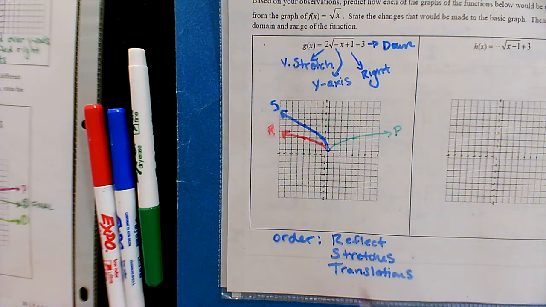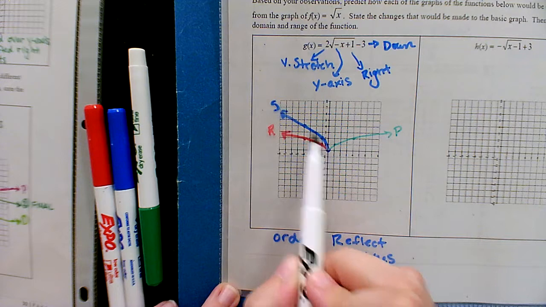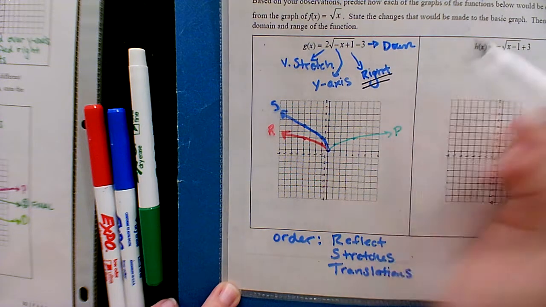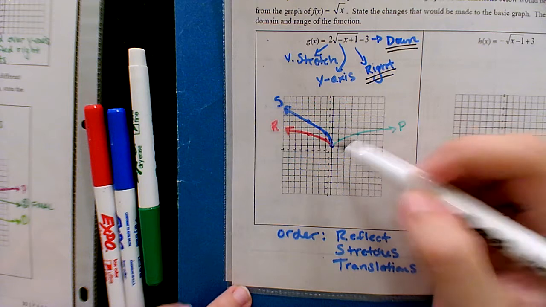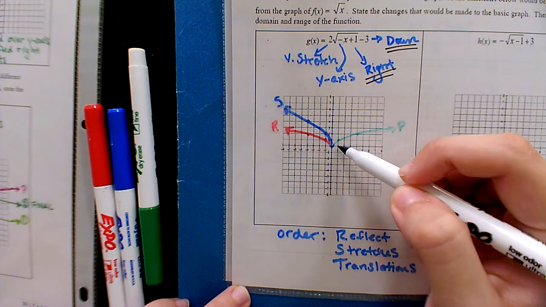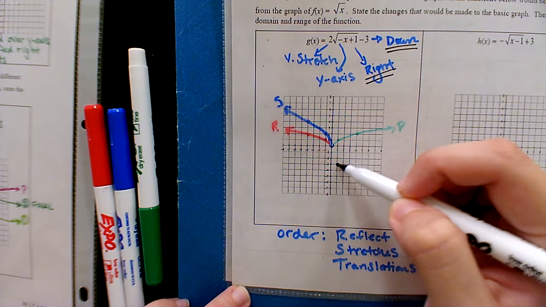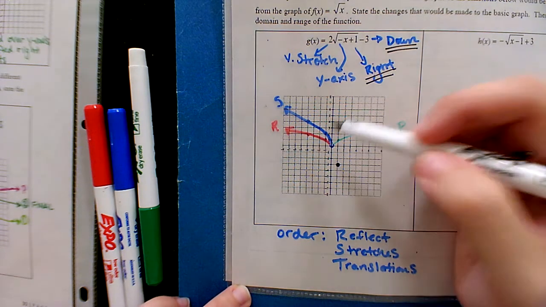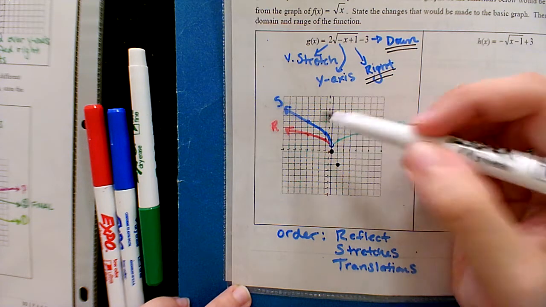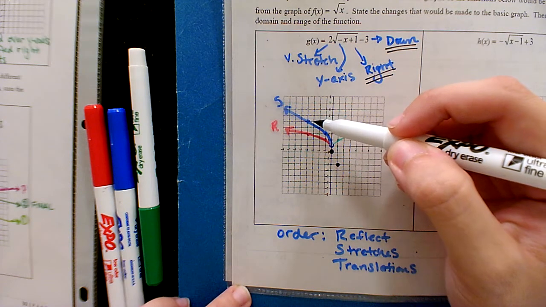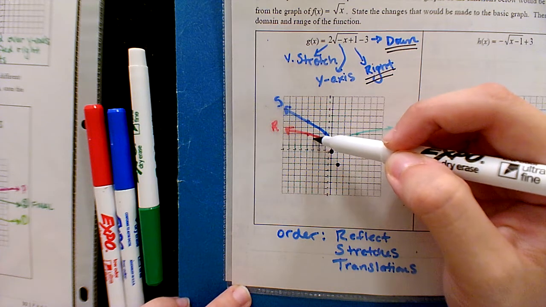Alright, and our last order are the translations. So we're going to move every point on this S graph right 1, and then down 3. So the beginning point, right 1, down 3, would be somewhere right there. The next point, right 1, down 3. And the next point, right 1, down 3.